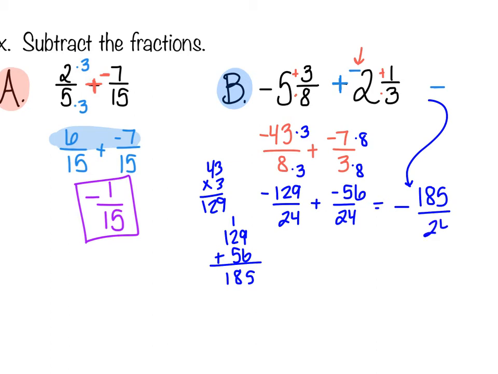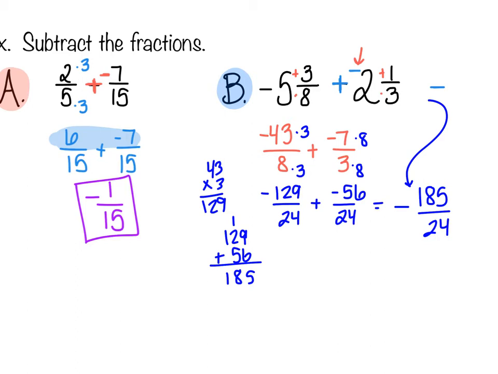Then we have to check to see if it reduces. Now, I know that 24 is divisible by 3, and an easy way to check to see if a number is divisible by 3 is to add up each of the digits in that number. So 1 plus 8 is 9, plus 5 is 14. Now, since 3 does not go into 14, 3 won't go into 185, so we know it is not divisible by 3. We also know it's not even, so 2 doesn't go into 185, even though 2 would go into 24. So that fraction does not reduce.